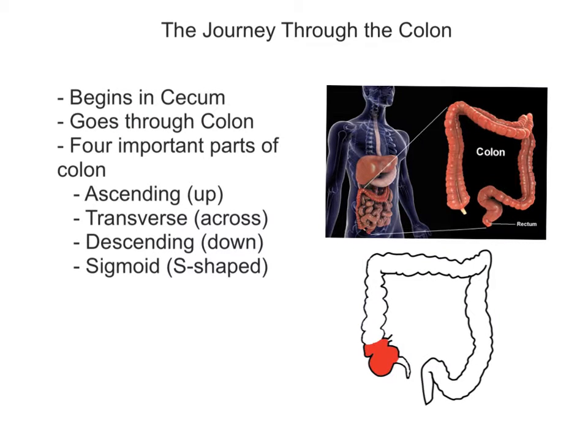The journey of food in the large intestine begins in the cecum, a sac-like structure. Food then goes into the colon. The colon can be divided into multiple parts, including the ascending, transverse, descending, and sigmoid colon. Food goes up the ascending colon, across the transverse colon, down the descending colon, and then into the S-shaped sigmoid colon, also known as the pelvis.